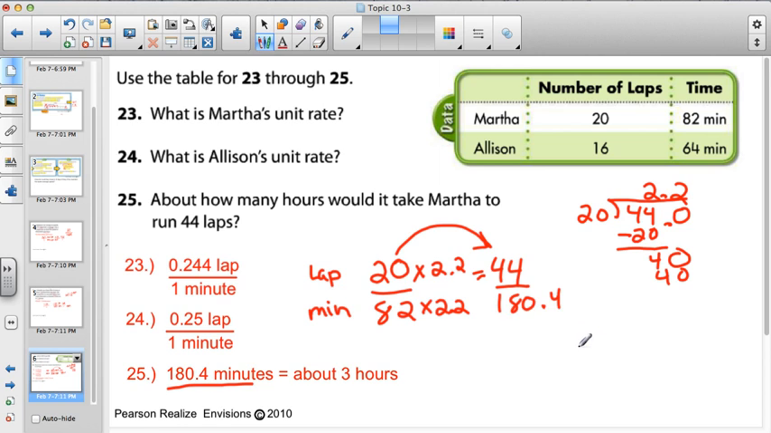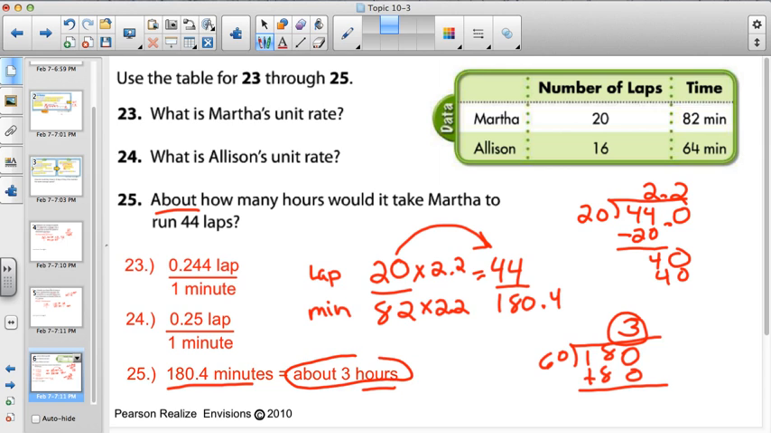And then because we want to find out hours, we take that 180, we're going to round it because they want about how many, and we're going to divide that by 60. So when we divide that by 60, 60 will go into 180 3 times. 3 times 0, 3 times 6 is 18. Subtract, and there you have your answer of about 3 hours.